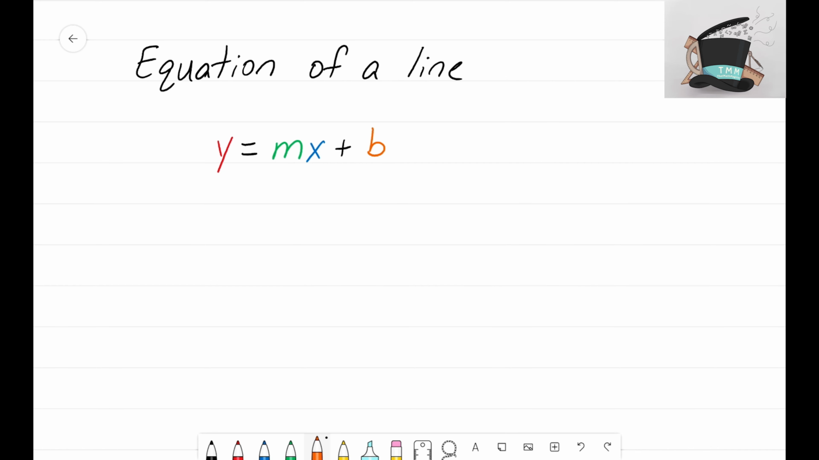Hey everyone, it's that math magician, and in this video, we're going to take a look at the equation of a line in its generic form, which is y equals mx plus b. And hopefully, at the end of this video, you'll have a deep understanding of what each term or variable means in this equation. So let's get started.